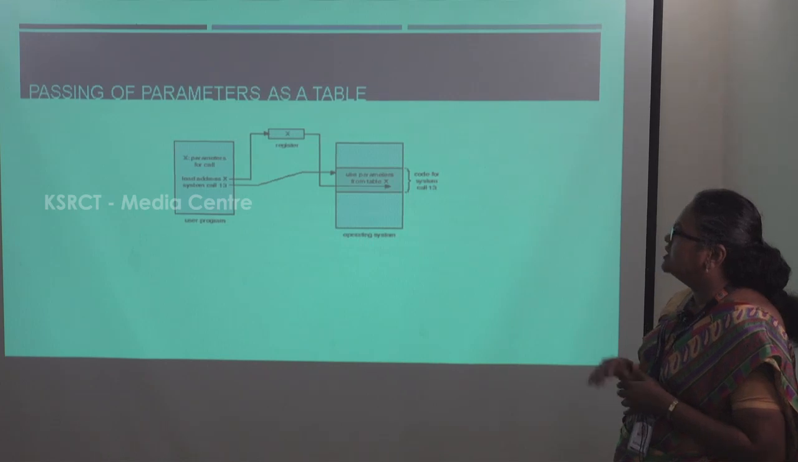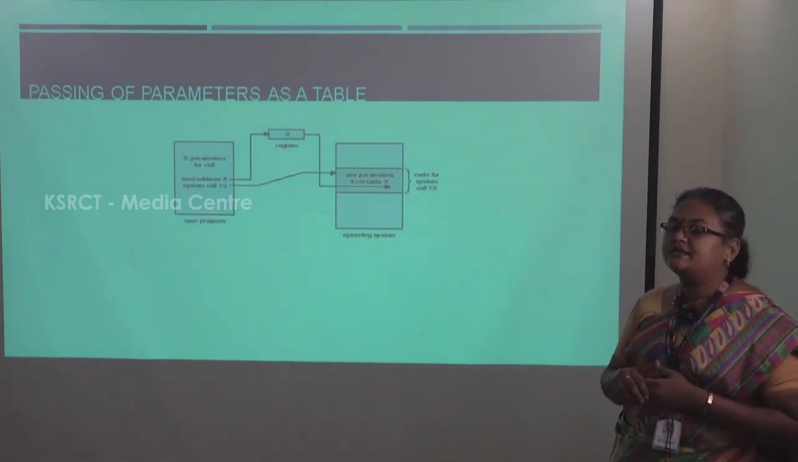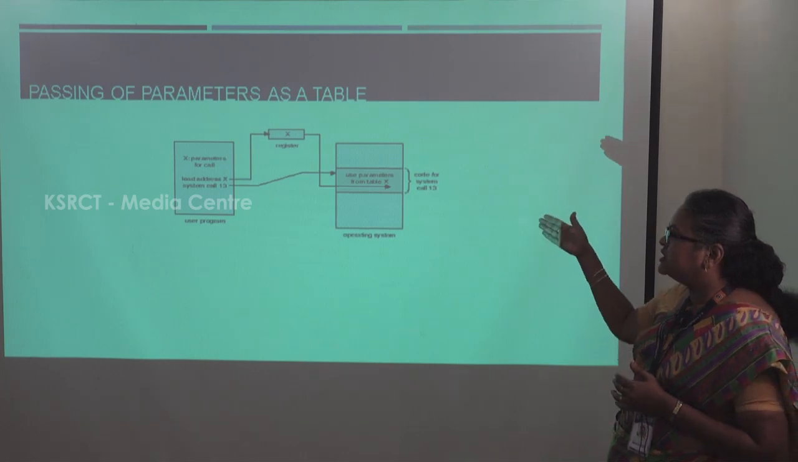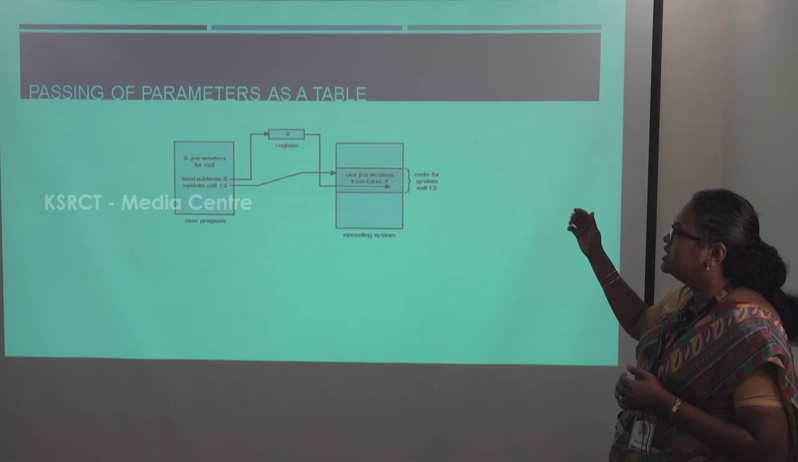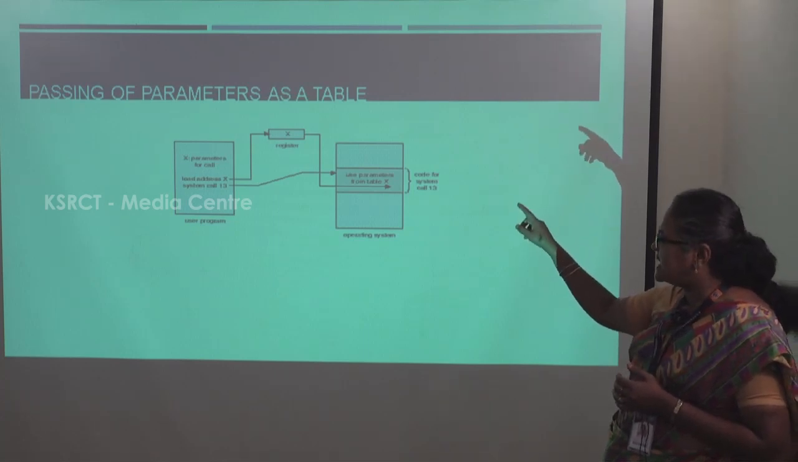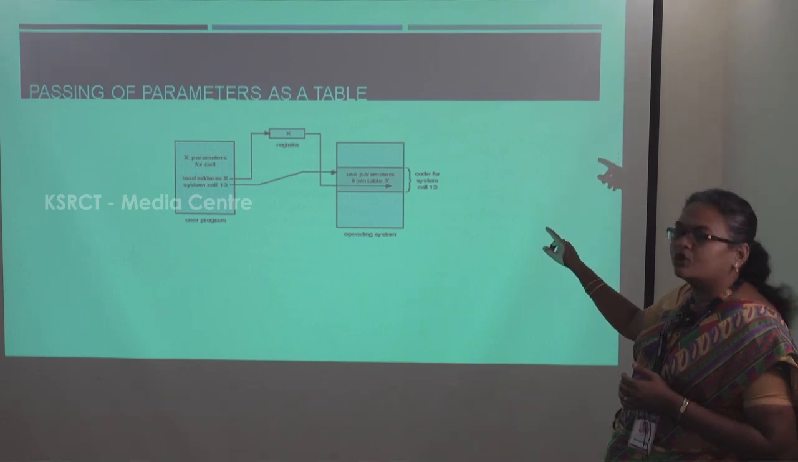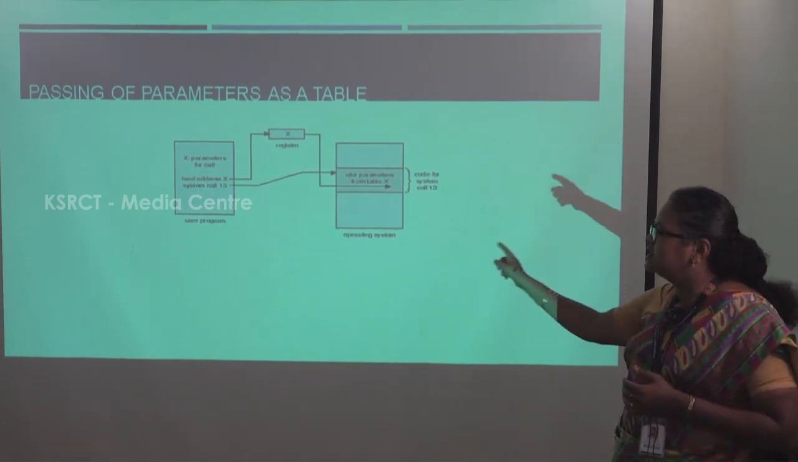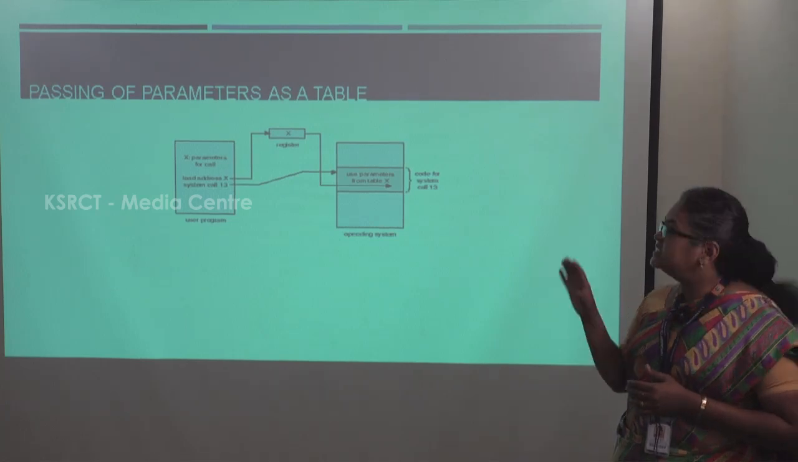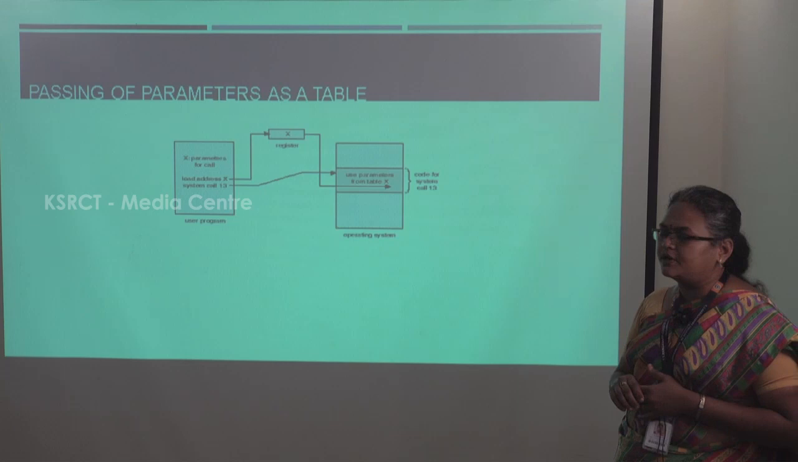And the next one, this is a block diagram for passing parameters as a table. We are loading the address of X and the system call 13 is encountered. The register X is passed as the parameter. The code for the system call 13 is processed. After processing it, it will return to the user program. This is the concept of passing parameters as a table.